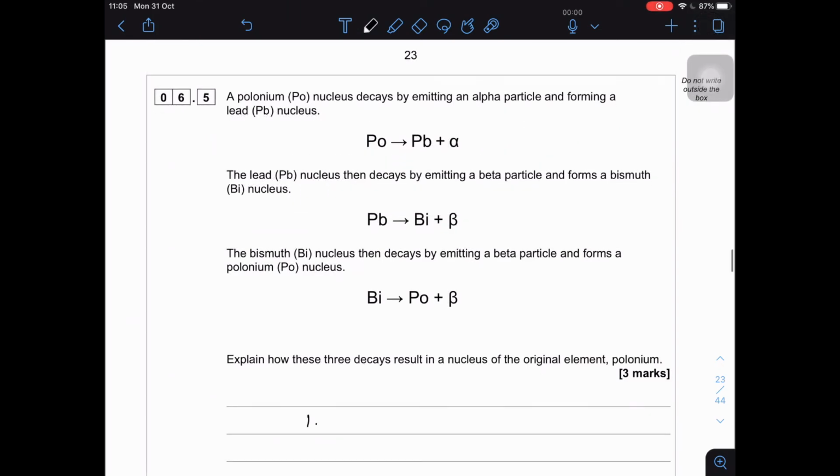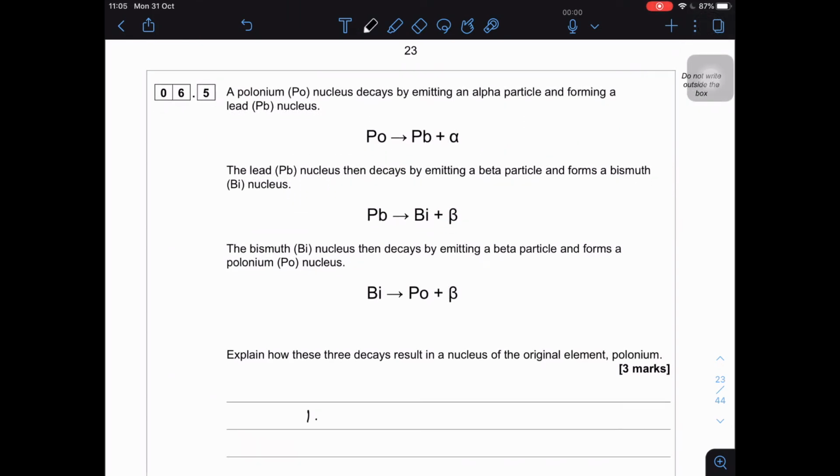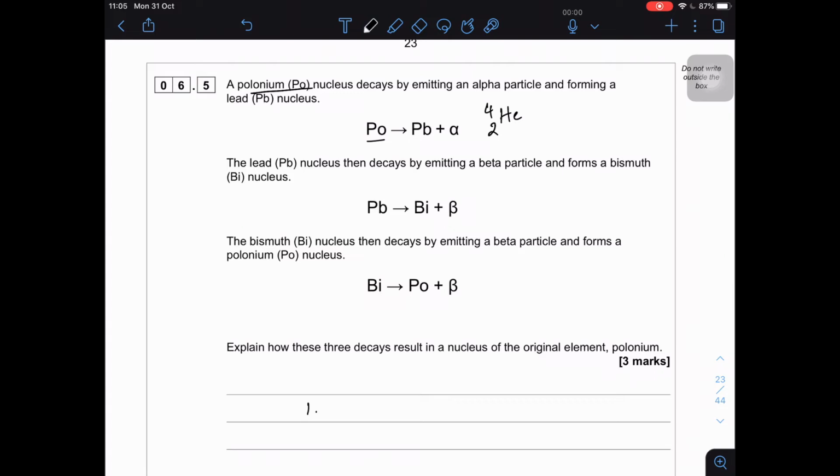All right, question number 6.5. So polonium is decaying first by alpha particles. So it's becoming lead by emitting an alpha particle. Now remember, alpha particle is helium, which is 4 and 2. So 4 is the mass number and 2 is the number of protons, the atomic number.